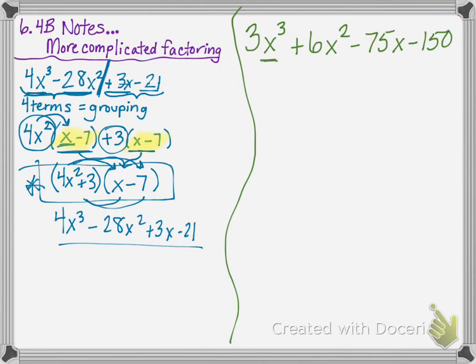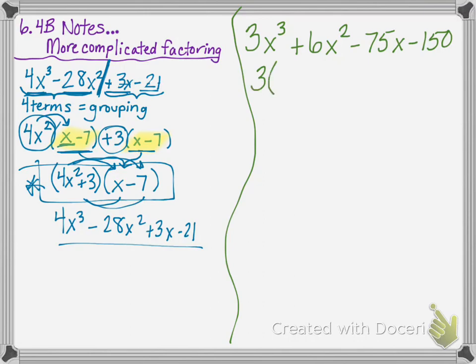Now I notice the x to the third, x squared, x, and because that guy doesn't have an x, I can't do anything with the x's. But 3, 6, negative 75, and negative 150 all have something in common. They all have 3 in common. So I can take out a 3 first of all.